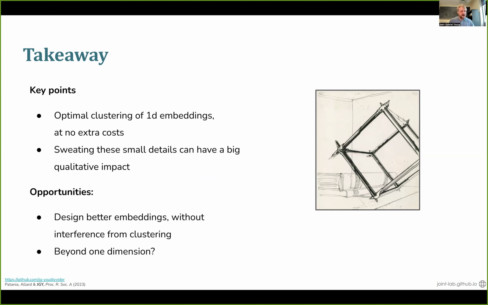And now that we've solved that, there are exciting opportunities. Now that we have the clustering problem solved, we might ask, can we do better? Can we do better embeddings, without the interference of the clustering, to detect communities even better? Or can we go beyond one dimension? Can we use the ideas of dynamic programming to work in 2D? So far, it hasn't worked for us, but I'd be interested to hear your ideas.